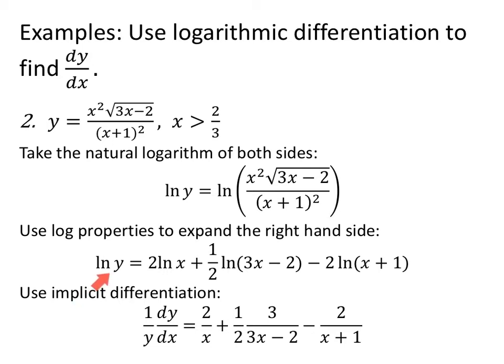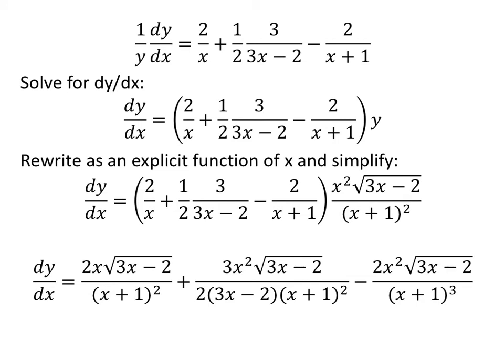Now we can use implicit differentiation. The natural log of y has a derivative of 1 over y dy/dx. 2 times the derivative of natural log of x is 2 over x. I have my 1/2. Derivative of the inside is 3 over the inside of 3x minus 2, minus 2. And you can write it out. Here's the coefficient. I put it in my numerator because the derivative of x plus 1 is 1 over the inside of x plus 1. So 2 times the 1 gives us our new numerator. Same thing we just had using implicit differentiation.